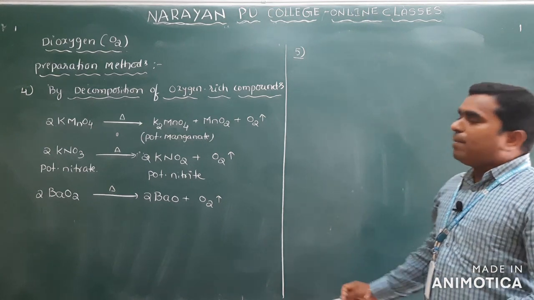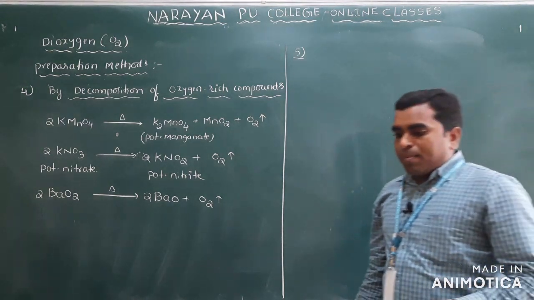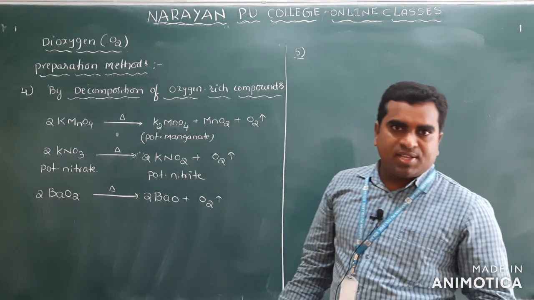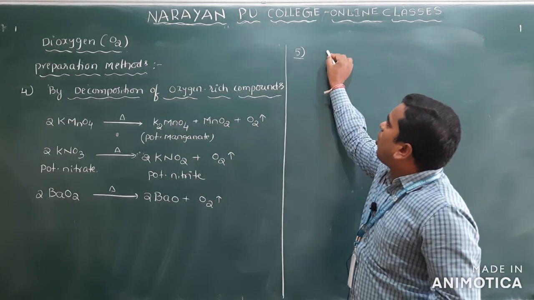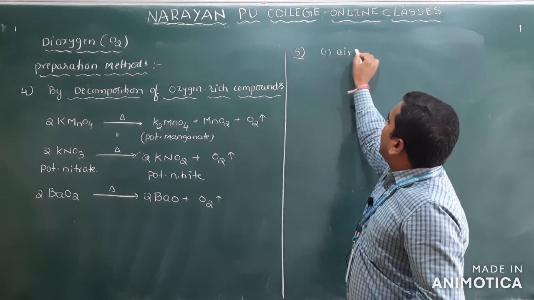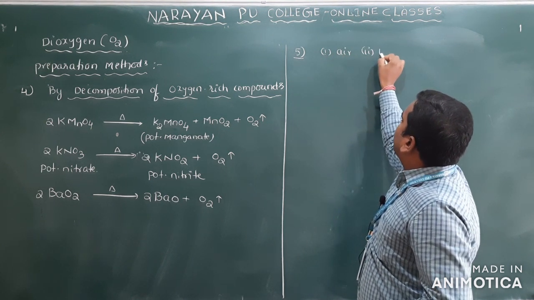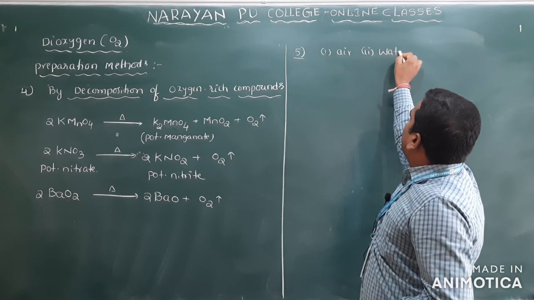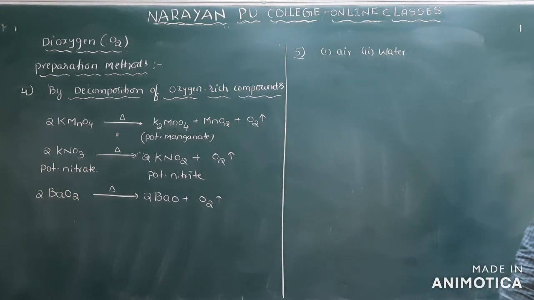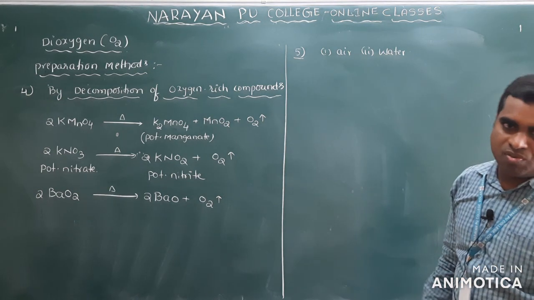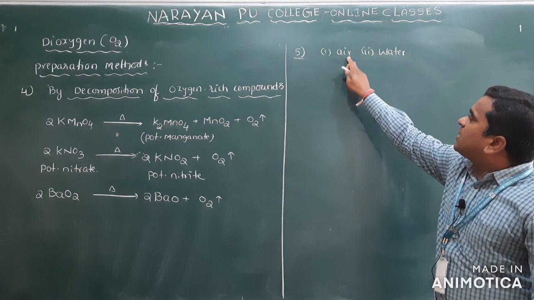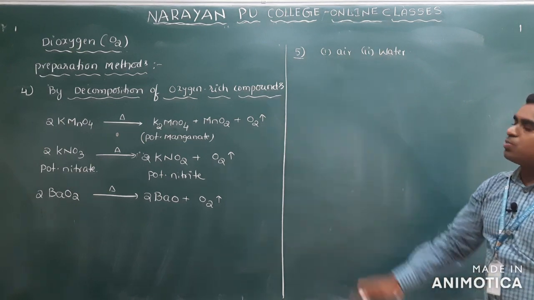Clear? So the main sources of commercial, or large scale, preparation of oxygen are two: one is from air and another one is from water. Large scale preparation of oxygen, or commercial preparation of oxygen, is mainly from these two, one from air and another from water.